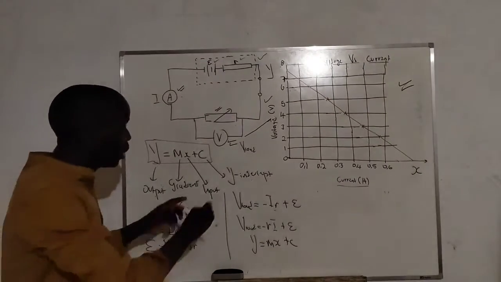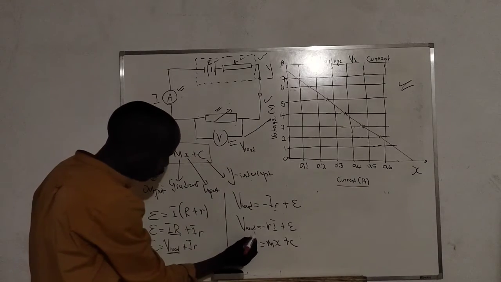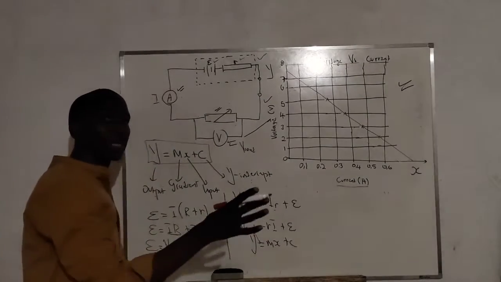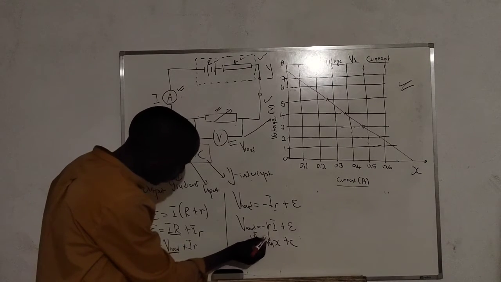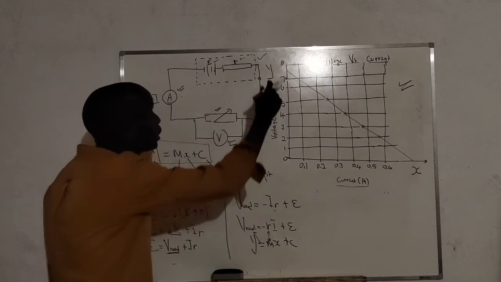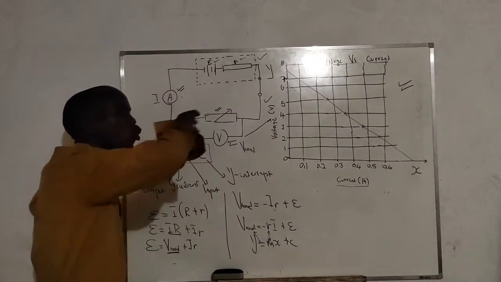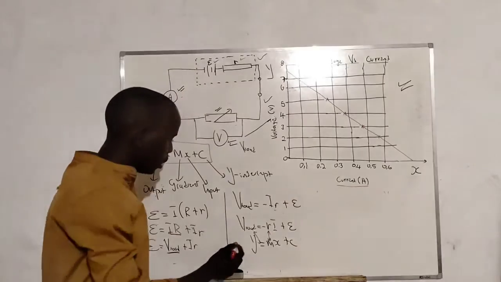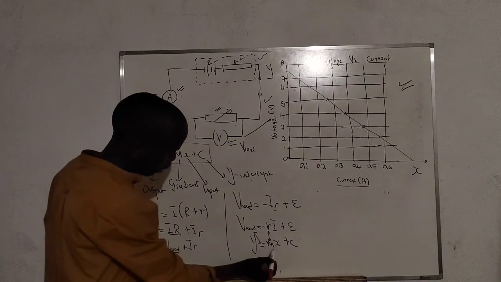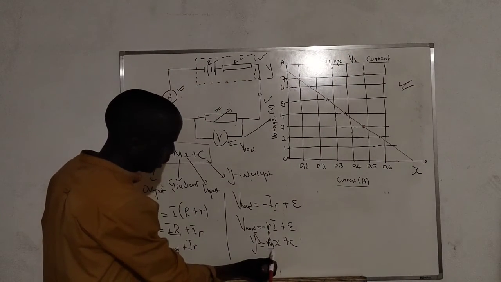So the V load, the voltage output, is y as per the standard form of the equation of a straight line. Then internal resistance is what? It is the gradient. Internal resistance is the gradient. So whenever I'm required to calculate the internal resistance, I have to know that I have to calculate the gradient of the graph.